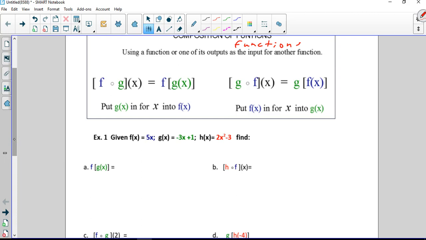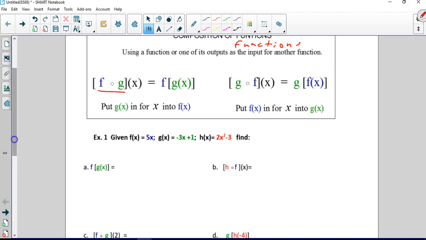Okay, so basically now we're just going to play with things. We just added, subtracted, multiplied, divided functions in the previous day's notes. Now we're actually going to put one function into another function. So we're going to take f, put it into g, h, put it into f, g into h, and so forth. And here is the format.